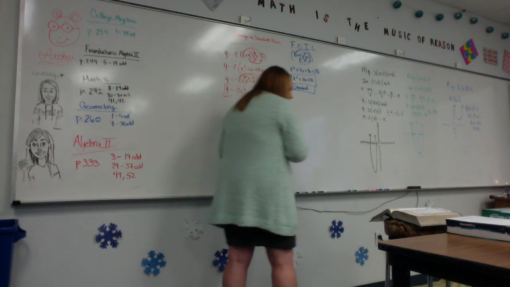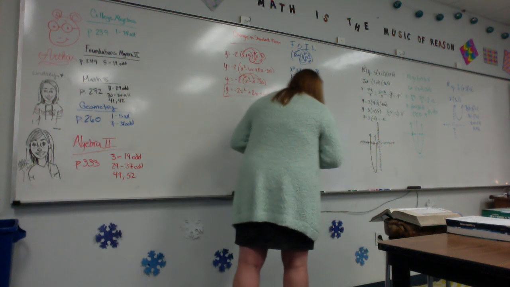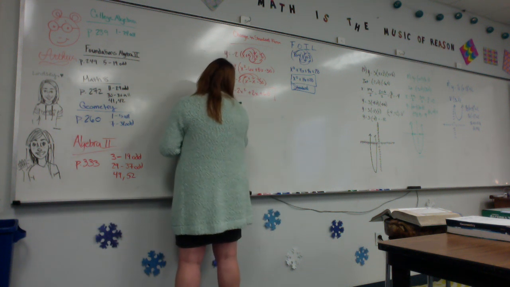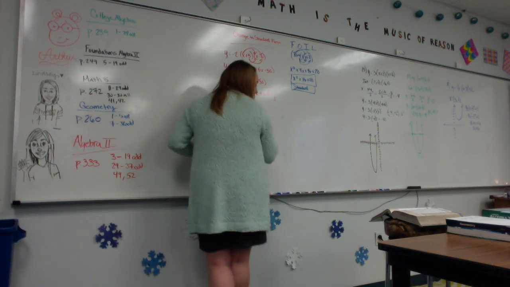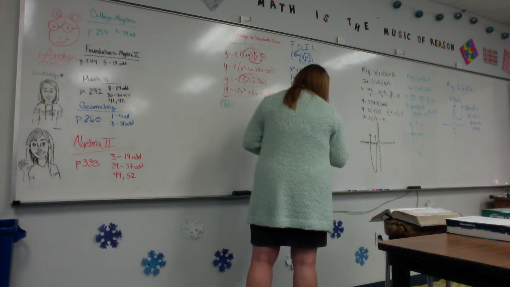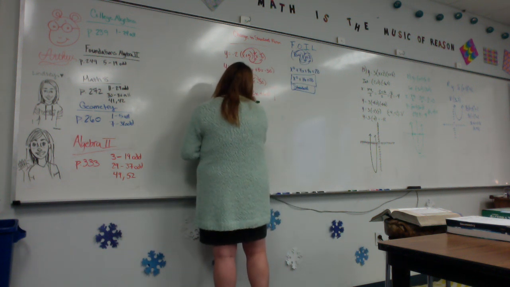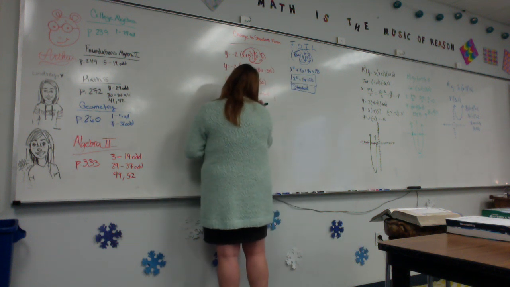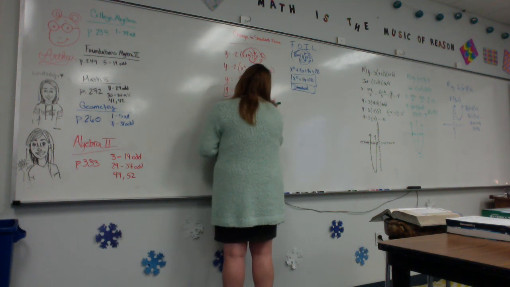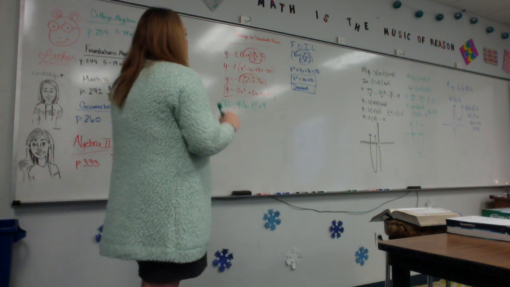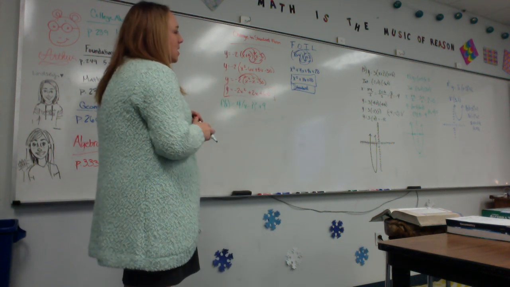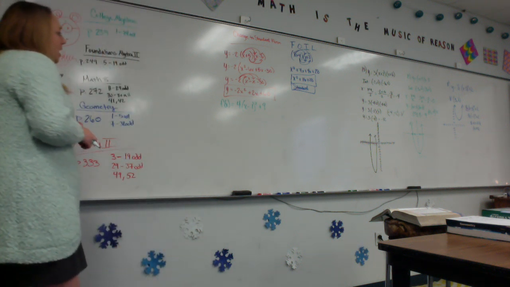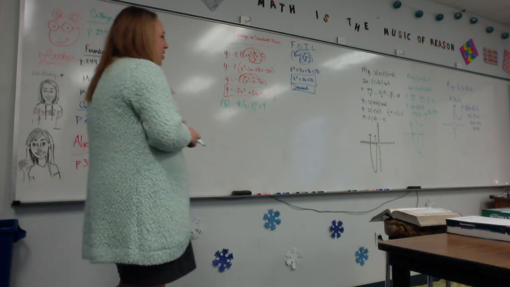What happens if it's written this way? I want you to translate it into standard form. Let's say it says f of x equals 4 times x minus 1 squared plus 9. I want to get that into standard form. What form is it in right now? That's in vertex. Yes, good. So I want to get that into standard form. What do I need to do?